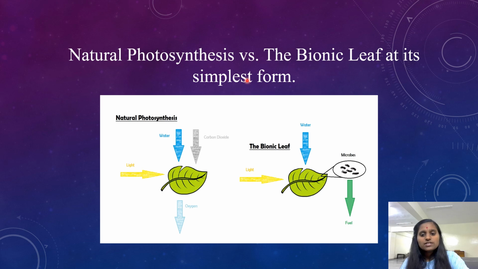Natural photosynthesis versus the bionic leaf at its simplest form. Here you can see natural photosynthesis, and this is the bionic leaf. In natural photosynthesis, sunlight is the source of light, water comes from the soil and carbon dioxide from nature. After the chemical activity, oxygen is the product of natural photosynthesis. But in the bionic leaf, sunlight is the source of energy and water is coming, but microbes take an important role in this bionic leaf. And fuel is the byproduct of the chemical activity.